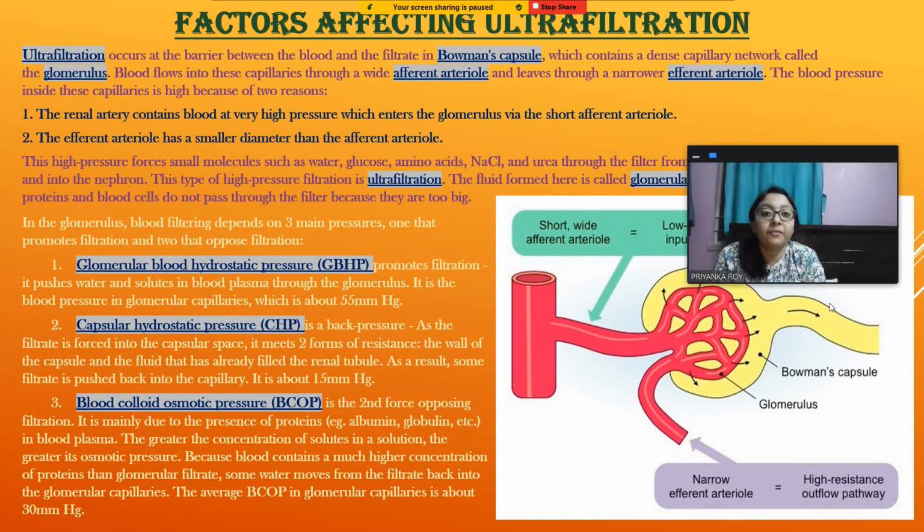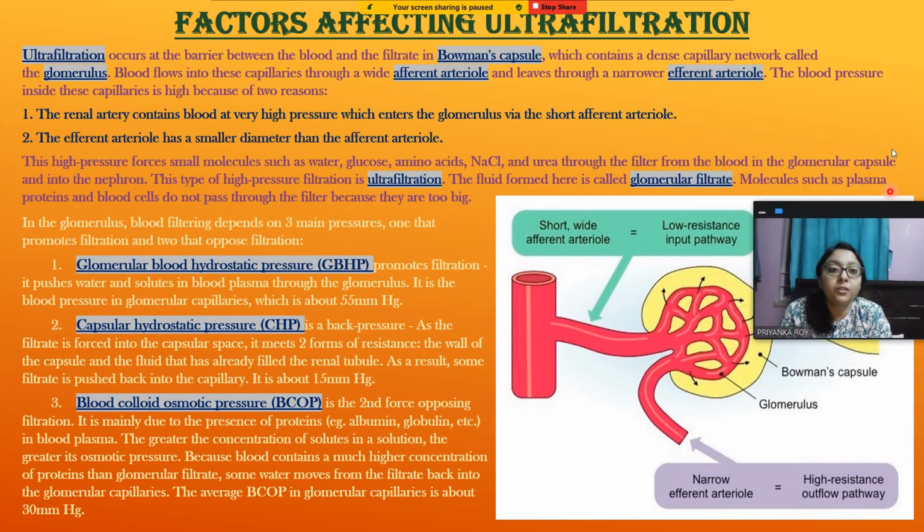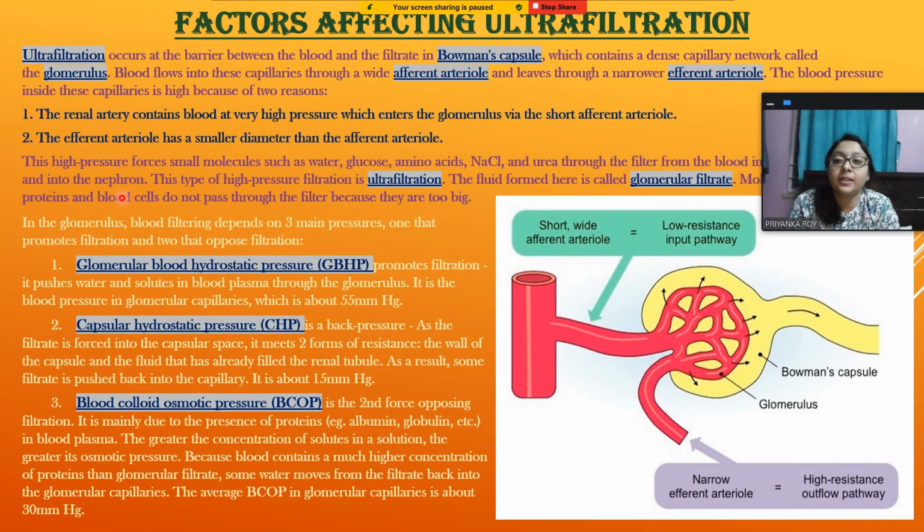So what are the factors affecting ultrafiltration? First of all, what is ultrafiltration? Ultrafiltration is basically what is happening in the Bowman's capsule. There is a dense capillary network called the glomerulus, where blood flows through the afferent arteriole, carrying over through the efferent arteriole, and there is a blood pressure difference between these two arterioles. Why? Because the renal artery contains blood at a very high pressure. This is the short afferent arteriole, and the efferent arteriole has a smaller diameter, as you can see, that is narrow. Therefore there is high resistance, and the short wide afferent arteriole is a low resistance pathway.